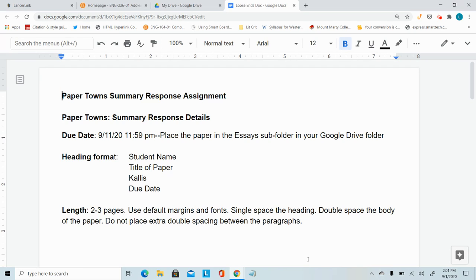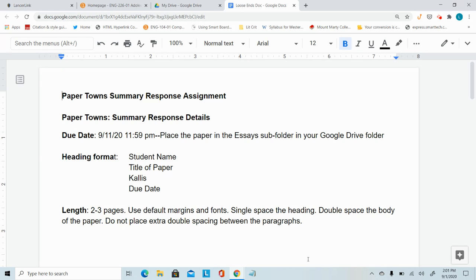Remember that there are three folders there: daily writing, commonplace book, and essays. This goes in the essay folder. The heading format: student name, title of paper, my name, and just my last name is fine, and then the due date of the paper. That information should always be single spaced.